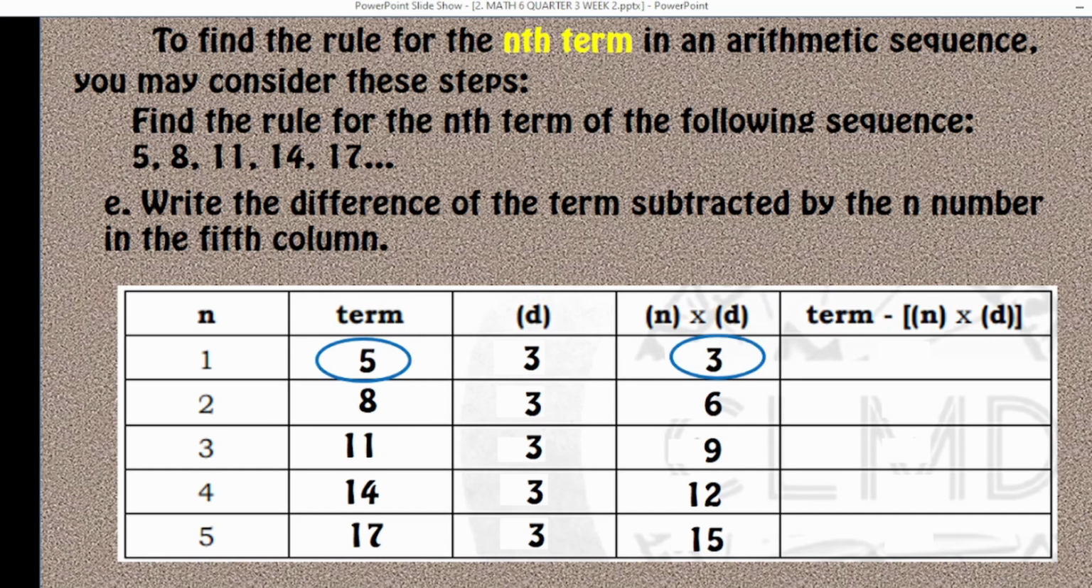So, 5 minus 3 is equal to 2. 8 minus 6 is equal to 2. 11 minus 9 is equal to 2. 14 minus 12 is equal to 2. 17 minus 15 is equal to 2.